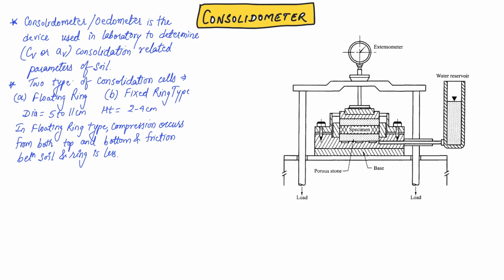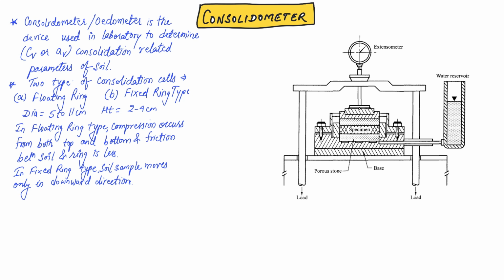Whereas in a fixed ring type, the soil sample moves only in the downward direction. However, the drainage at the bottom porous disc can be controlled or measured in this case. Hence, it is also used for the measurement of permeability of the soil sample. But here you can see that these porous stones are provided purposely so that drainage can occur in the vertical direction. So this device setup is only for the one dimensional consolidation of the soil.